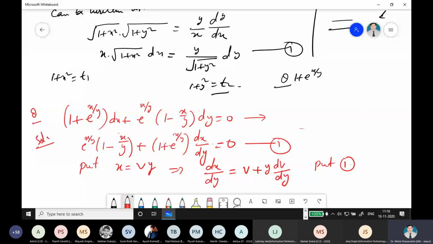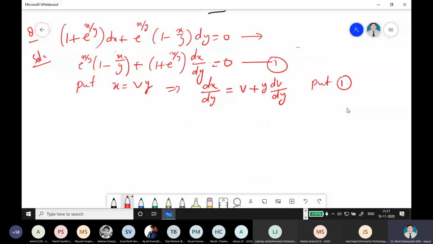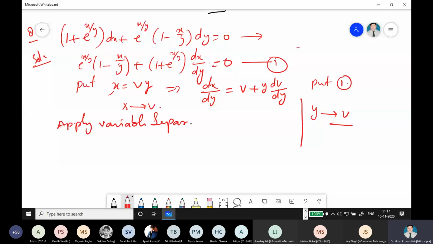Actually this is part of the homogeneous equation, but here we are replacing x equal to vy in this equation. It is not mentioned that y is the independent variable. In homogeneous equations we change y into the v form, but here x has to be changed into the v form, as y is the independent variable. So when you put this, it will change into variable separable form, and then apply variable separable form. Does it make sense, everybody?